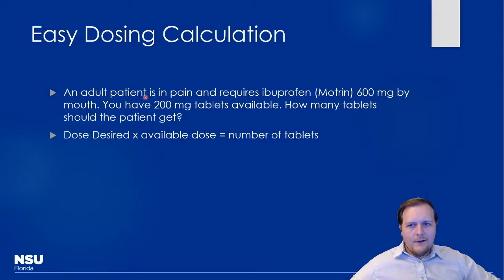So for instance, here I have an adult patient who's in pain and they require ibuprofen 600 milligrams by mouth, and I have 200 milligram tablets available. How many tablets should the patient get? And again, you're like, Dr. Wood, are you kidding me?